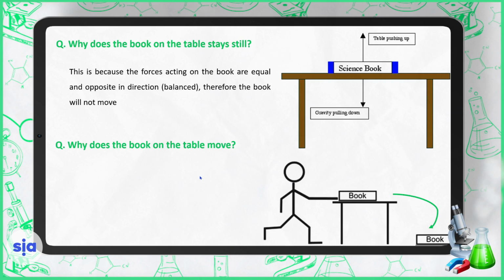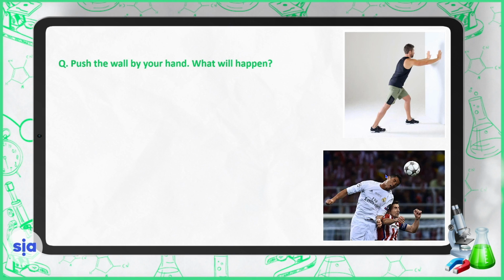In this case, why does the book on the table move? Simply because this boy or this man pushes the book with a push force. So a push force is applied on the book, and that's why the book falls down from the table. Look at this picture. If you push the wall by your hand, what will happen? I think nothing. Yes, the wall will not move because the force applied on the wall is not strong enough to move it.